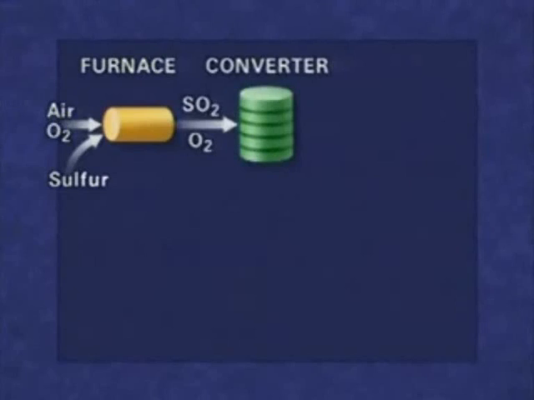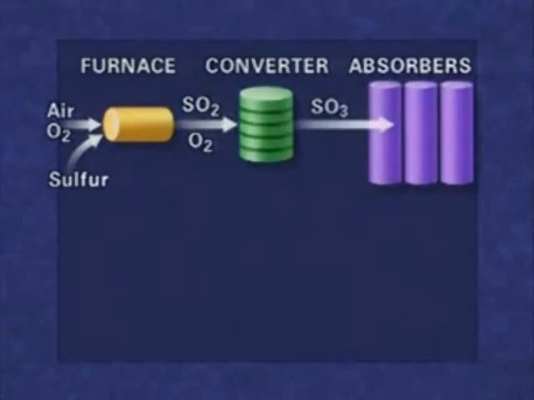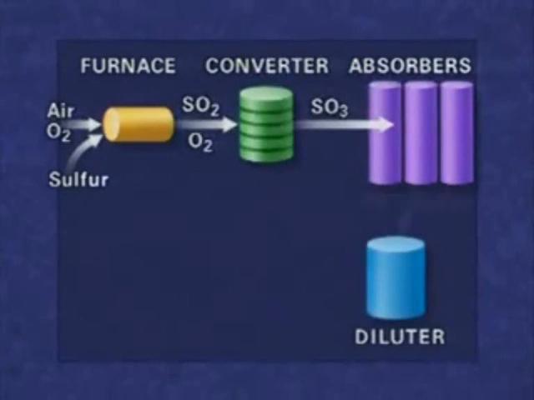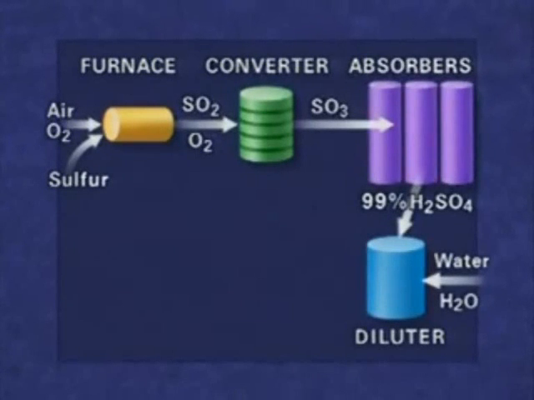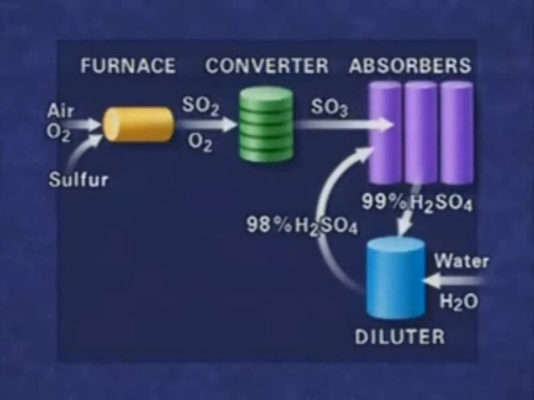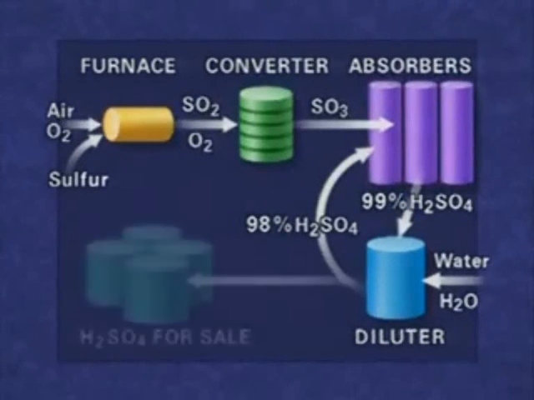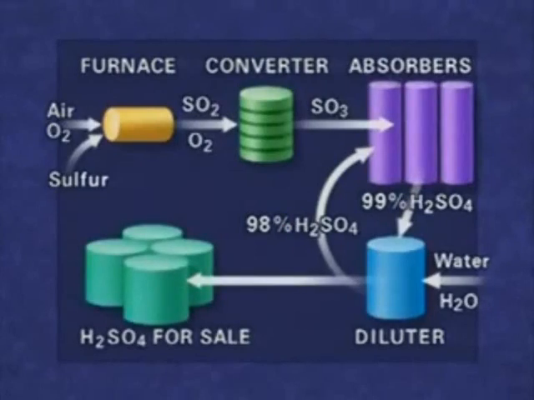In a converter, the sulfur dioxide reacts with more air to form sulfur trioxide. In absorbers, the sulfur trioxide mixes with fairly concentrated sulfuric acid to increase the concentration of the acid. The acid is then diluted to the concentration needed by the customer. Some acid is recycled through the absorbers. Some is stored for sale.